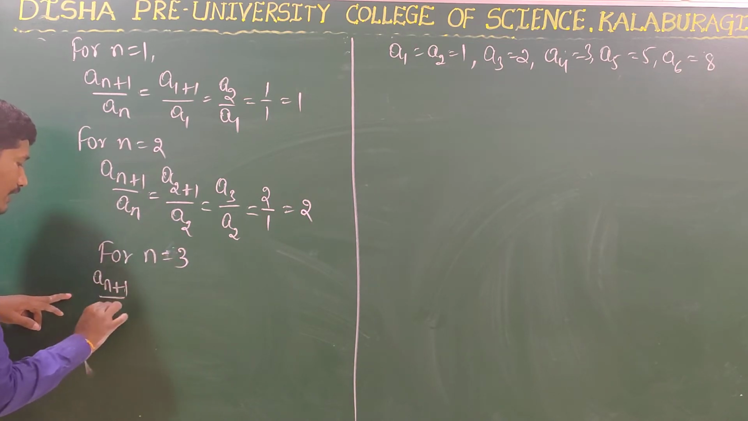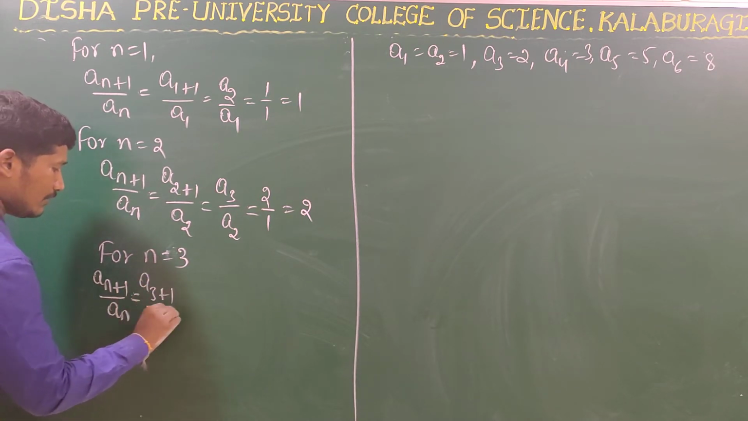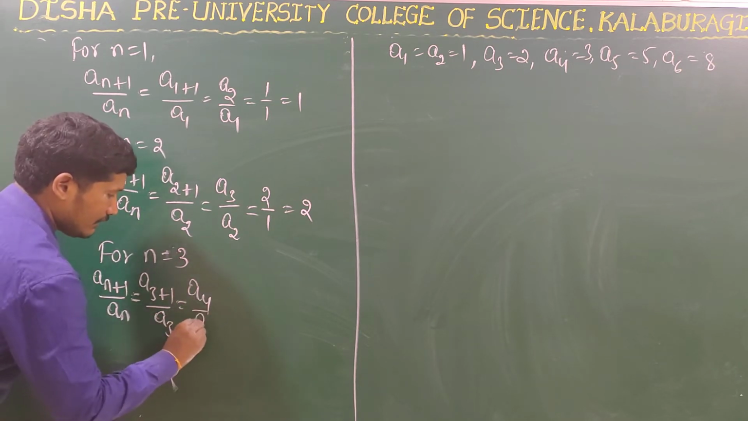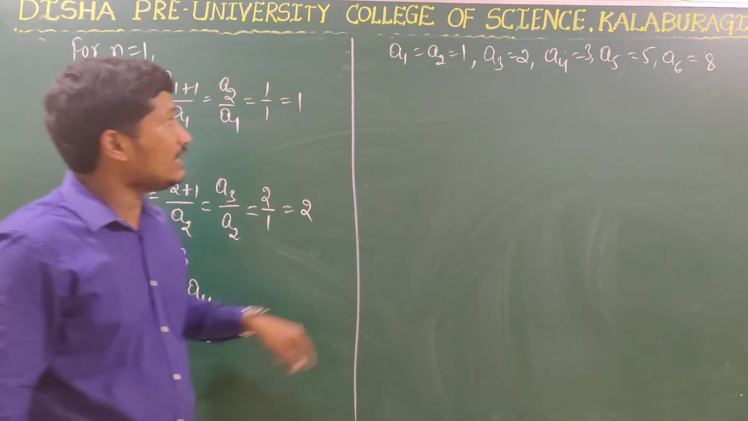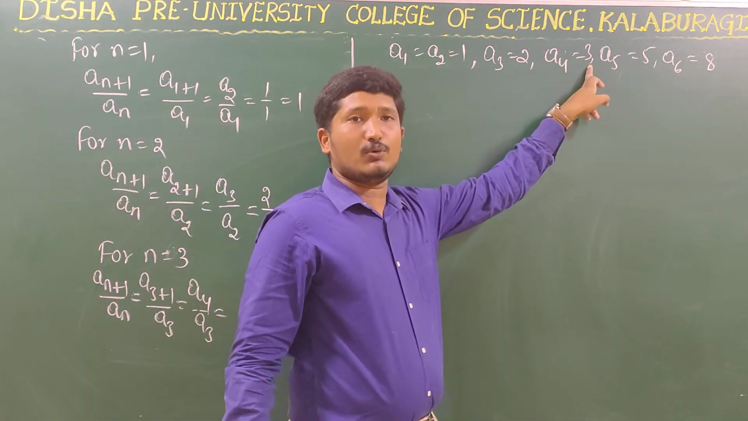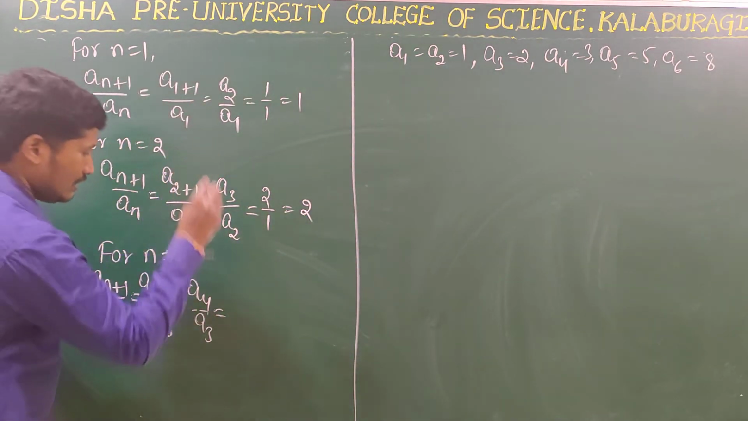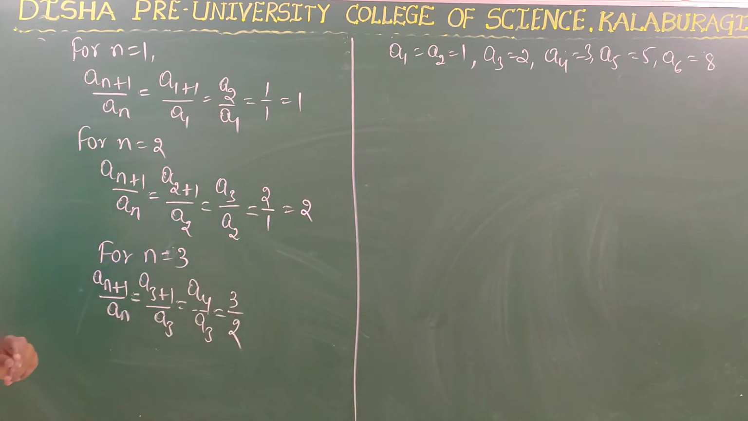an plus 1 divided by an is equal to a3 plus 1 by a3. 3 plus 1 is 4, divided by a3 equal to... what is the value of a4 and a3 we have got? See, a4 is equal to 3 and a3 is equal to 2. Substitute them here. a4 is 3 and a3 is equal to 2. So this is the value of an plus 1 by an for n is equal to 3. That is equal to 3 divided by 2.